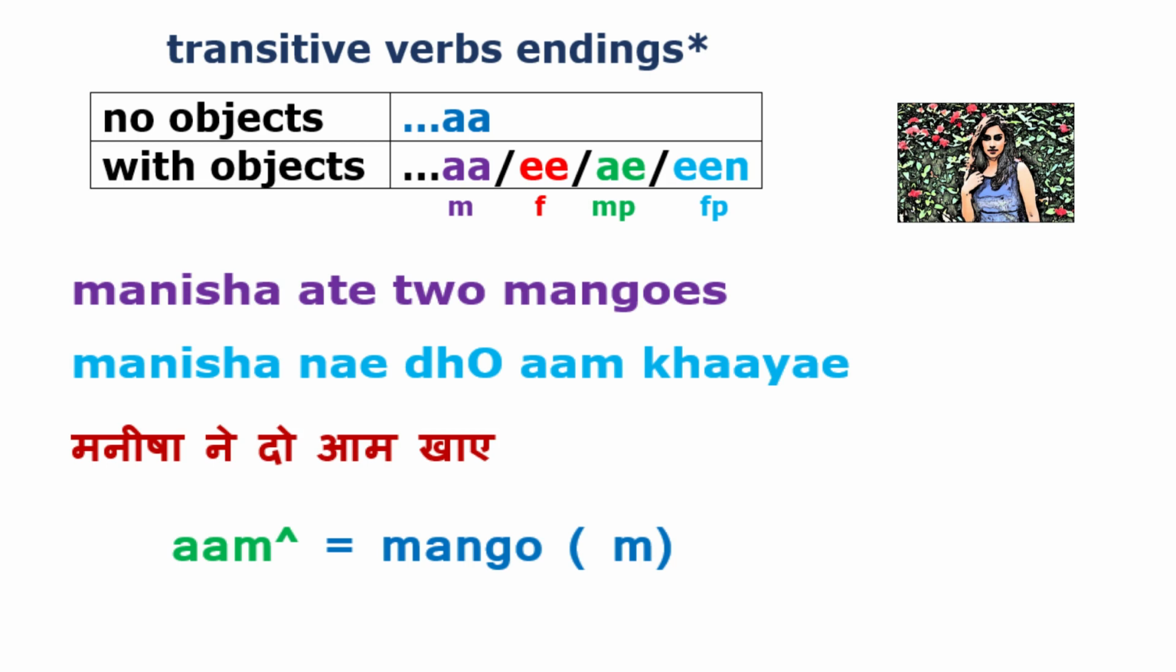Now again Manisha stays. In the previous slide we saw that Manisha ate. Now we are going to see what she ate. Manisha ate 2 mangoes. The word meaning mango is masculine. Manisha ne do aam khaye. Manisha ne do aam, 2 mangoes. And there are certain nouns in Hindi which don't change to plural. It just remains aam. Manisha ne do aam khaye. And even if there is no do there, just by khaye we can understand that we are talking about mangoes and not mango.